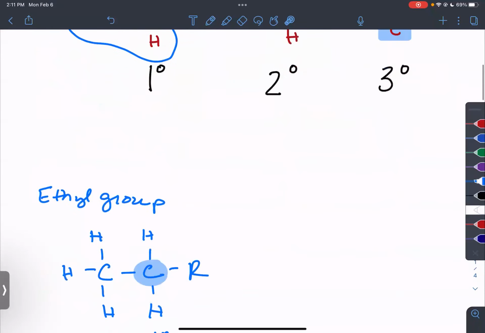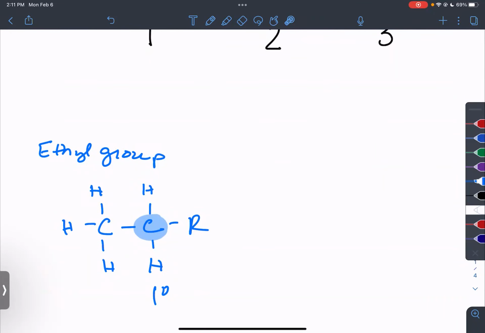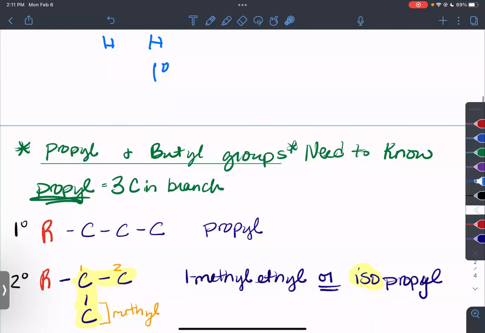Now, let's talk about each group individually. Let's talk about an ethyl group. An ethyl group only has 2 carbons. So here's my parent, and I have 1, 2 carbons. Look at the carbon that is directly attached to the parent, and I see here that there's 1 other carbon attached to it, so that makes it primary. There is no other way that I can arrange this that would give me anything other than a primary substituent. So we just call it ethyl, nothing special about it.